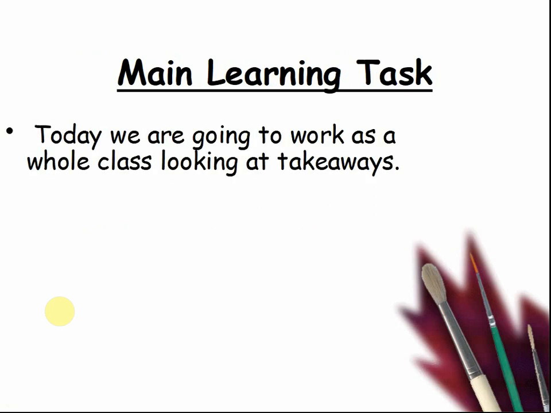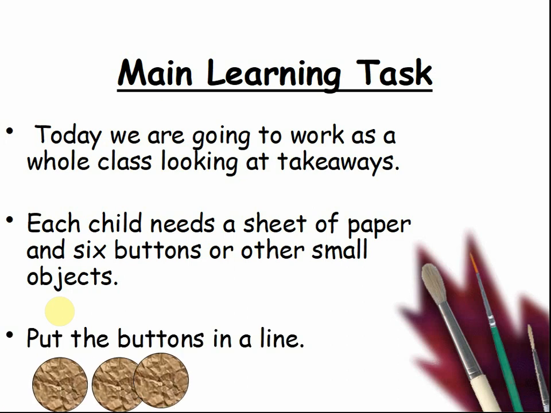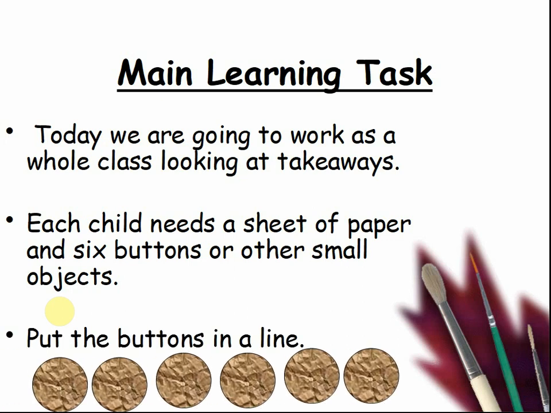Today we're going to work as a whole class looking at takeaways. Each child needs a sheet of paper and 6 buttons or other small objects. Put the buttons in a line, like I have here. 1, 2, 3, 4, 5, 6.